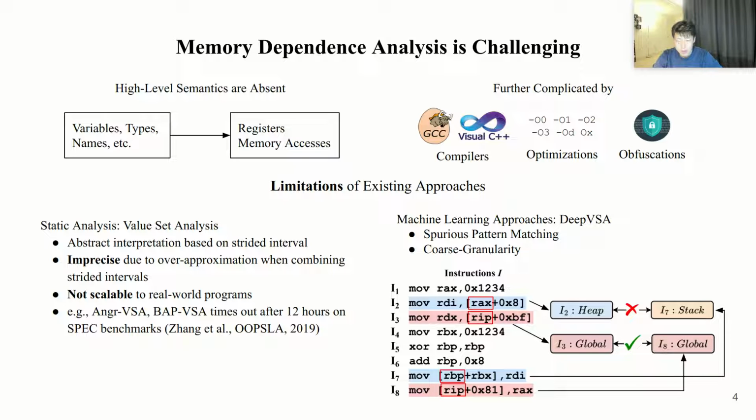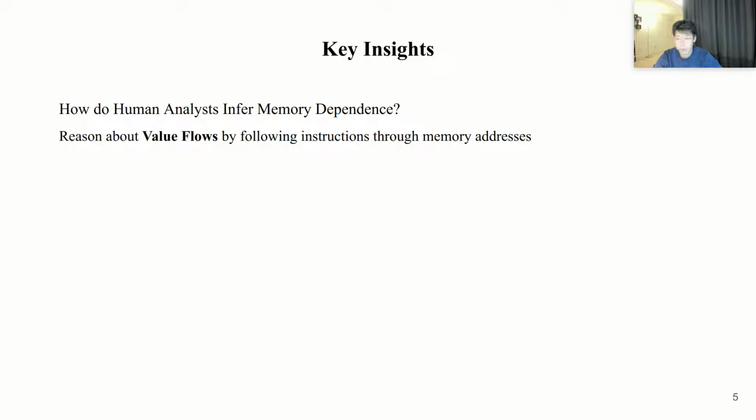However, for the red instructions, which are not dependent, the VSA simply predicts them to be accessing global variables, just because they both use RIP, which is commonly used in position-independent code to access relative addresses for global variables. Such coarse granularity will lead to potential false positives, as it cannot distinguish between the addresses accessed in global regions.